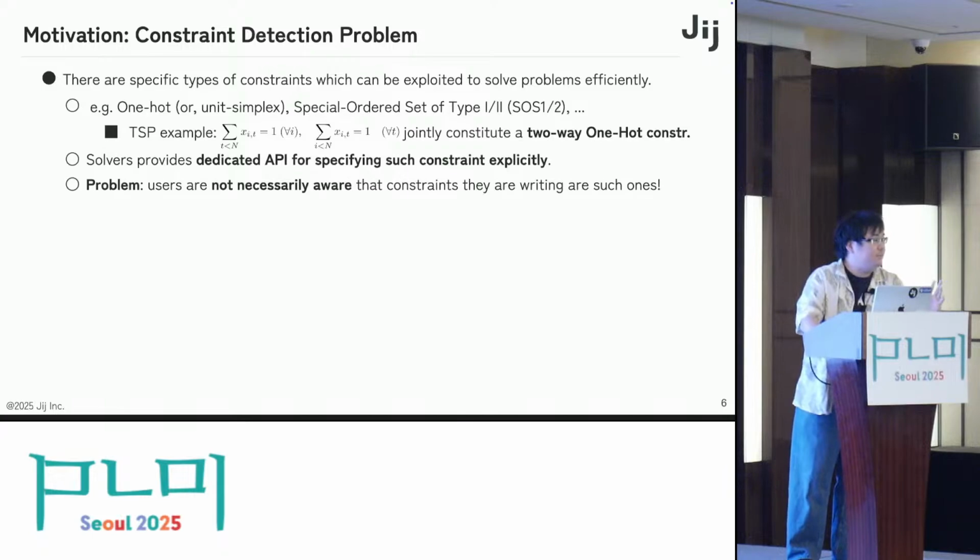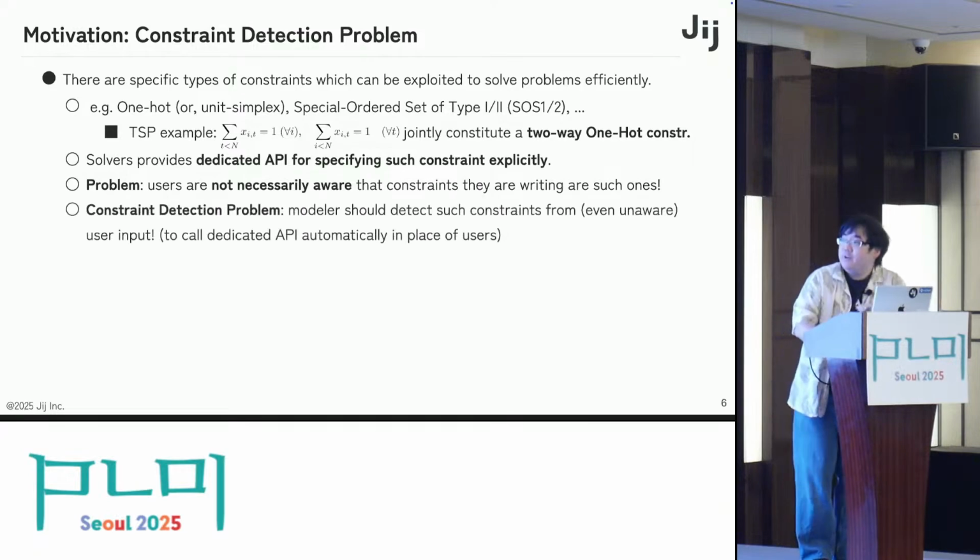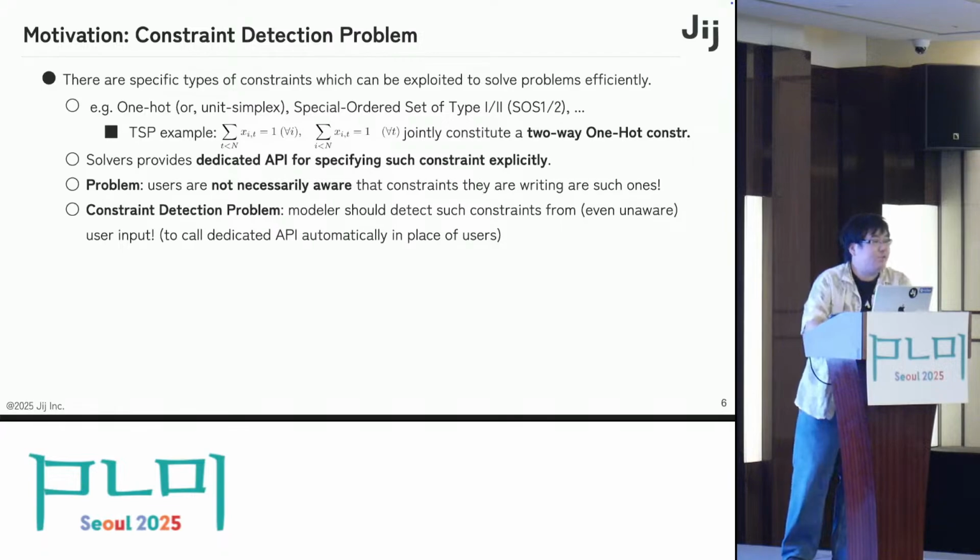an expert in mathematical optimization, they can spot such good constraints by hand. But many practitioners are not necessarily aware that they are writing such good ones. So here's the so-called constraint detection problem. We coined that term. Modelers should detect such constraints from even unaware user input, so as to call the dedicated API automatically in place of users.